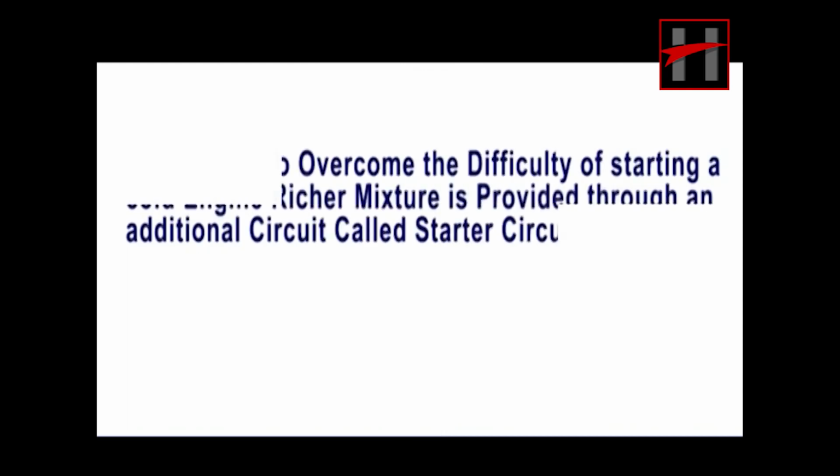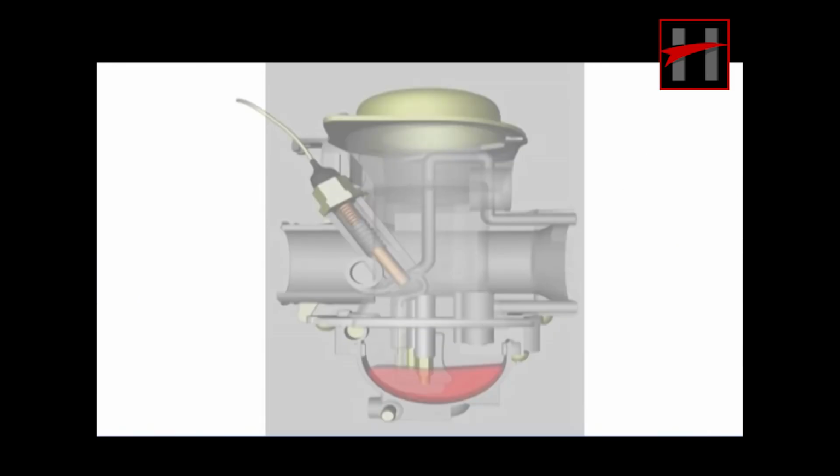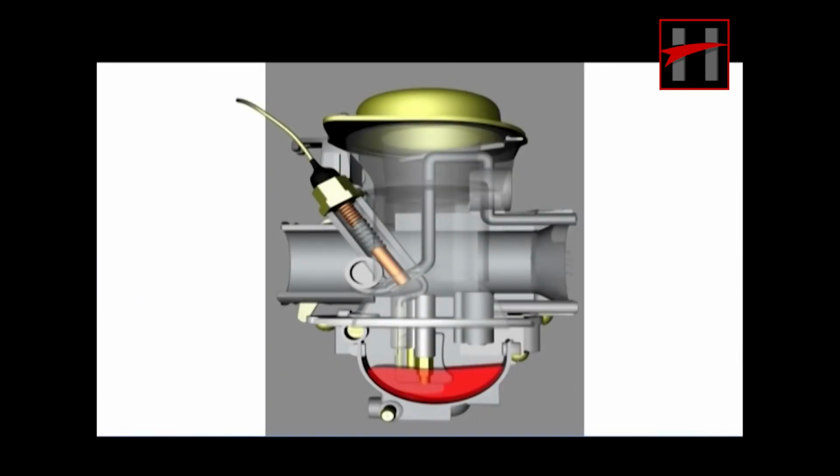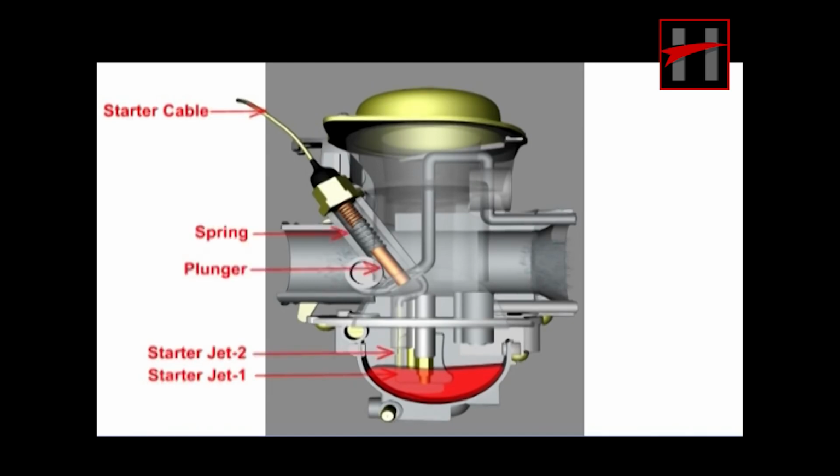To overcome the difficulty of starting a cold engine, richer mixture is provided through an additional circuit called the starter circuit. The starter system consists of the following parts: starter cable, starter jet 1, starter jet 2, plunger and spring.